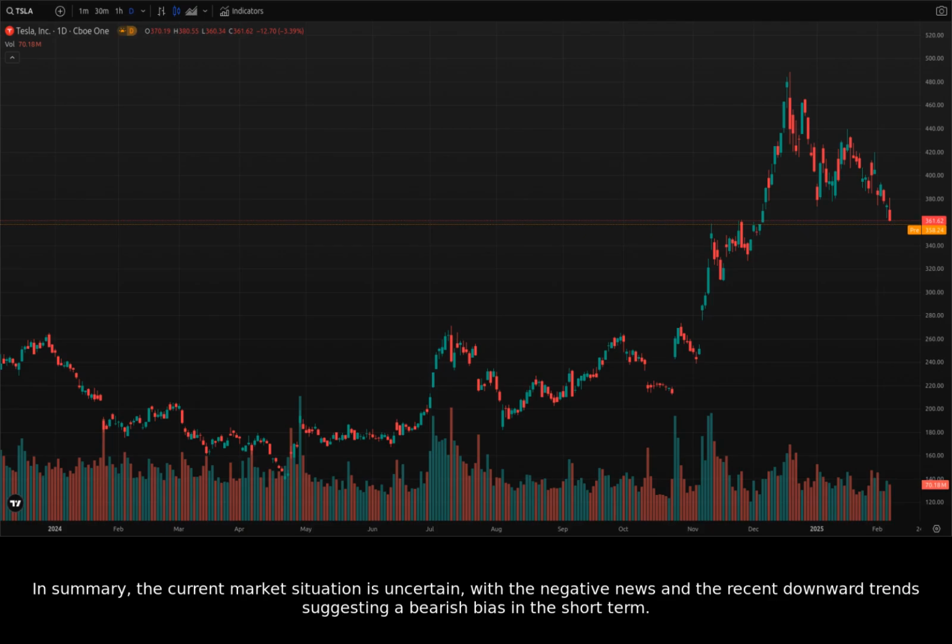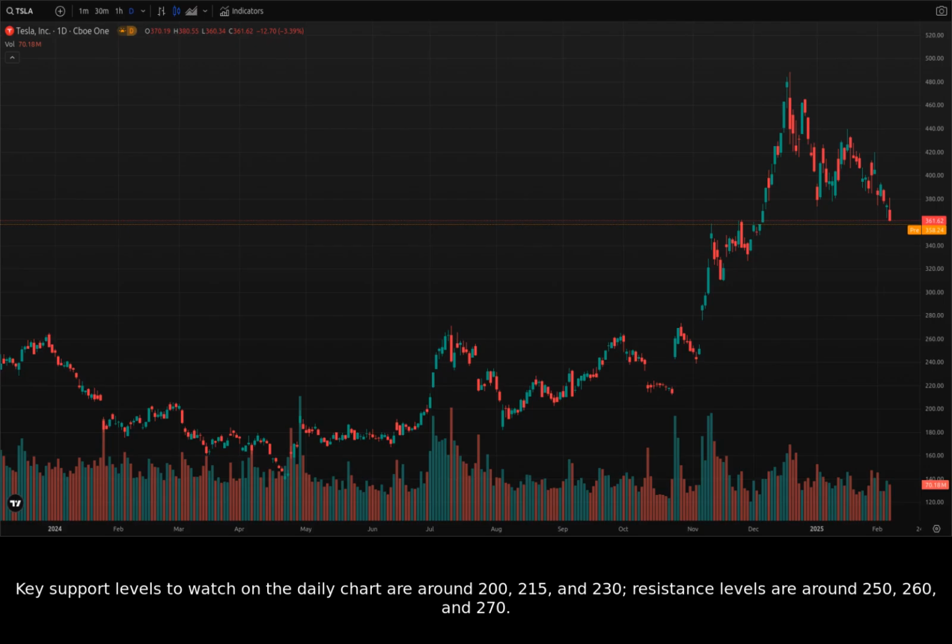In summary, the current market situation is uncertain, with the negative news and the recent downward trends suggesting a bearish bias in the short term. Key support levels to watch on the daily chart are around 200, 215, and 230. Resistance levels are around 250, 260, and 270.